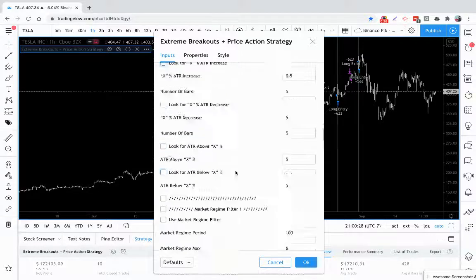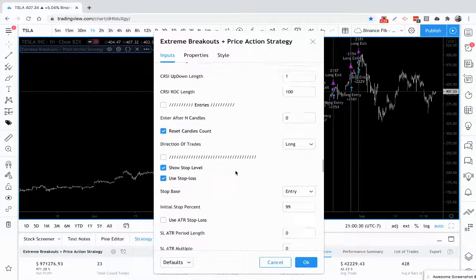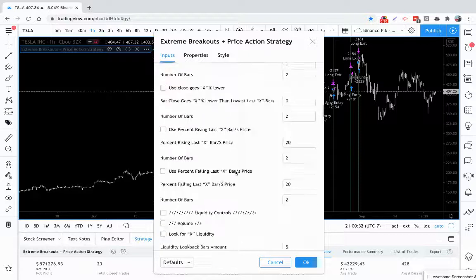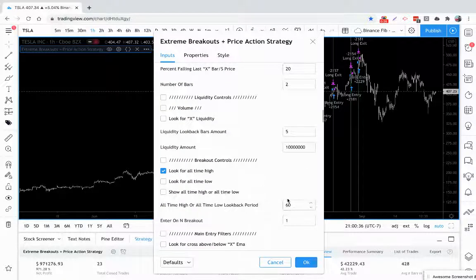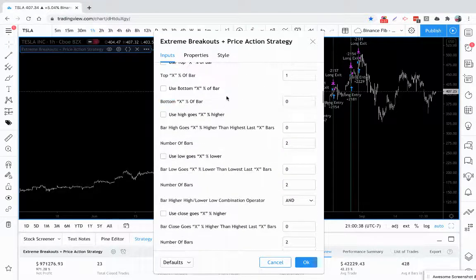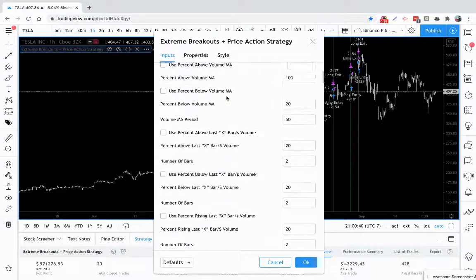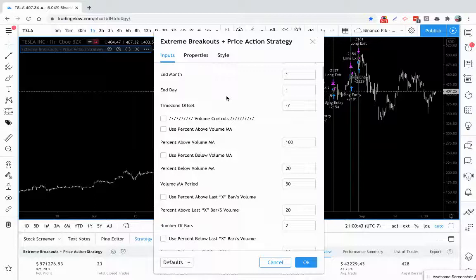Let me get rid of some of the previous settings from other videos. Okay. So say right now we're looking for breakouts that are breaking out above the last 60 bars, and we also want to look for certain volume conditions. Let's say, for example, we want to make sure volume is 100% above the volume moving average of 50. We can apply this to filter out the breakout.